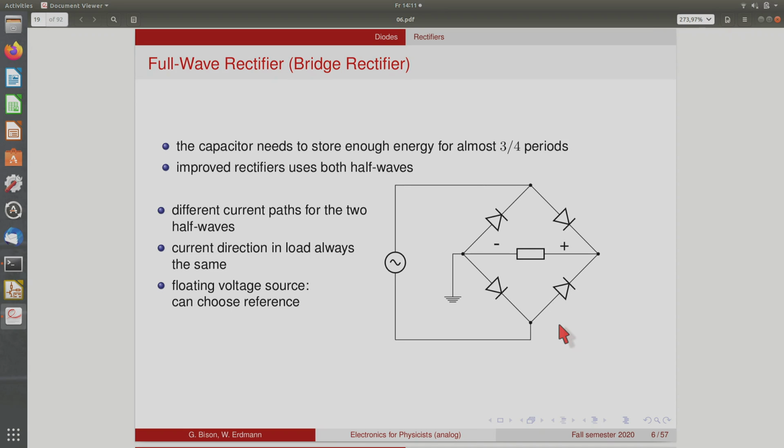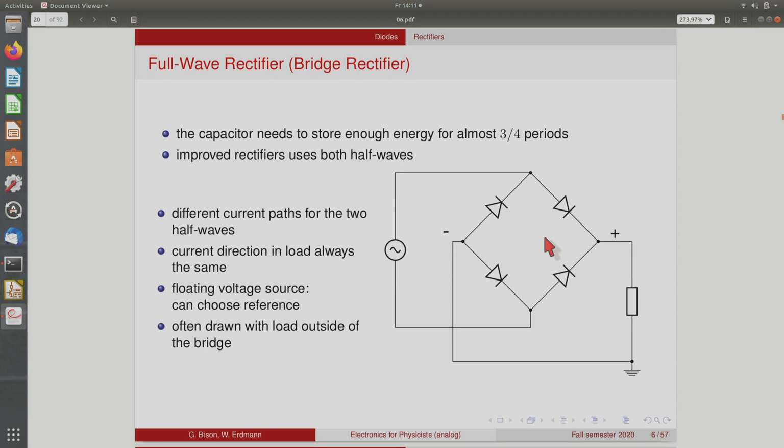When you have a floating source, which is, for instance, a transformer, which is often the case, so these bridge rectifiers are often used together with transformers, and the output of a transformer is floating. There's no direct reference to real ground, so you can just define one of the points as ground, for instance, this one, and then here you have a constant voltage, a good reference, a voltage reference to ground. This is often drawn with a load put outside of your bridge rectifier, and then it looks like this.